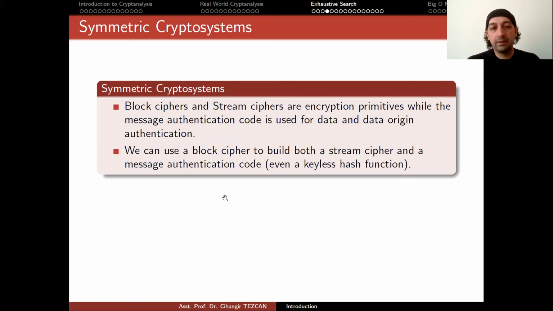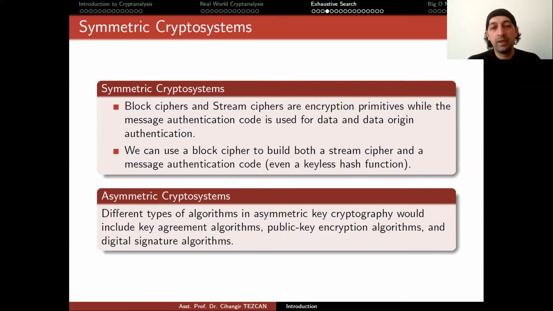However, we cannot separate all of these concepts because you can build one from the other. For instance, you can use a block cipher to build a stream cipher, a message authentication code, a keyless hash function, and maybe even a sponge construction. And in the asymmetric key crypto systems, we have different types of algorithms, like key agreement protocols, like Diffie-Hellman key exchange. We also have public key encryption algorithms like RSA or ElGamal, and we have digital signature algorithms.